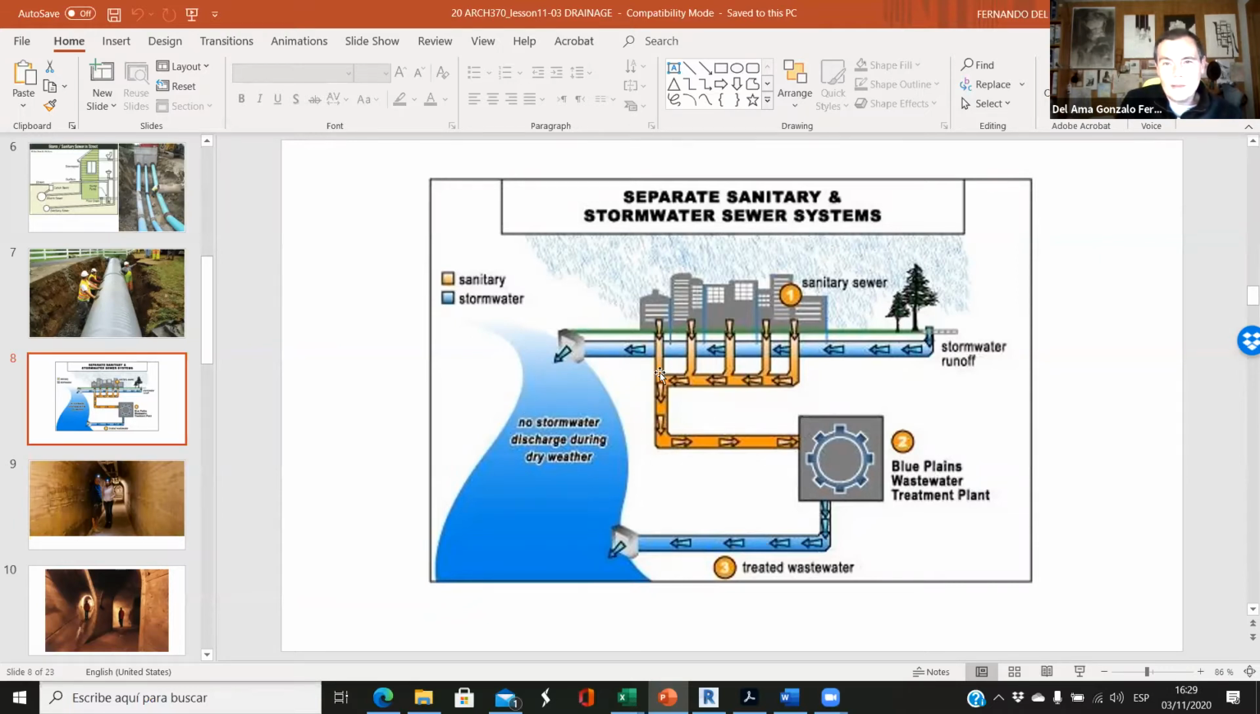If we don't separate this, probably everything will go to the wastewater treatment plant. But there are a lot of things we can do with this stormwater before getting it into the river. So that's why it's a good thing to separate these two systems.